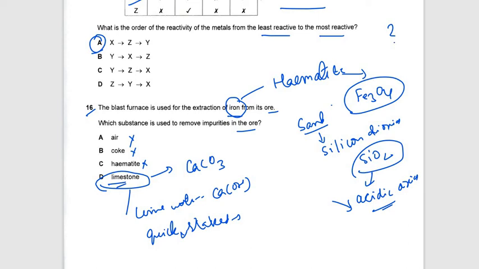So it means limestone, because when you heat limestone it will break into calcium oxide plus carbon dioxide, and this calcium oxide, which is what?